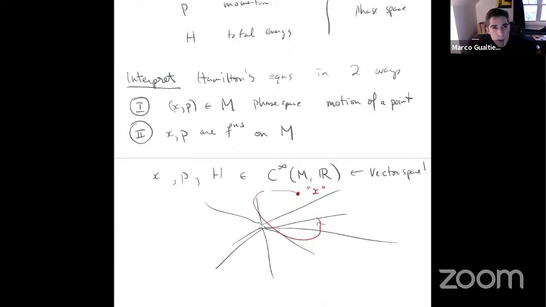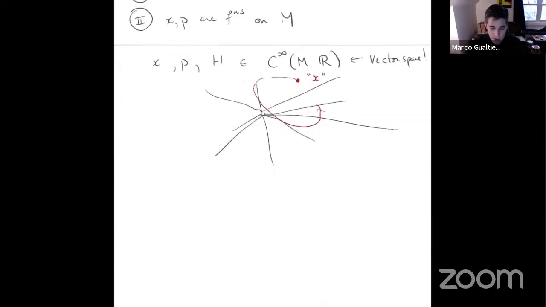So, of course, these are equivalent. There's no big difference, but I just want to point out that in one case we're thinking of a point in a two-dimensional space moving, whereas in the other case I'm thinking of a vector in an infinite dimensional space of functions moving. Both of these points of view come into play in quantum mechanics as well, as we're going to see later.